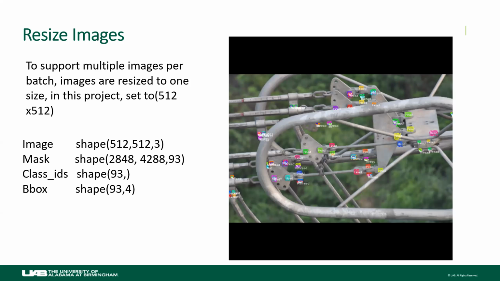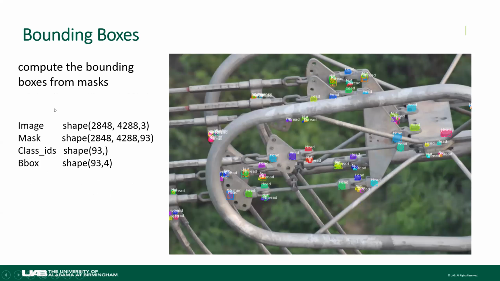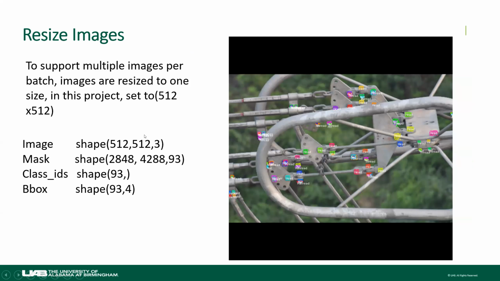Next, we need to resize the image. To support multiple images per batch, images are resized to one size. In this project, I resized it to 512 by 512. You can see the original shape is 2,000 by 4,000. Now it's 500 by 500.